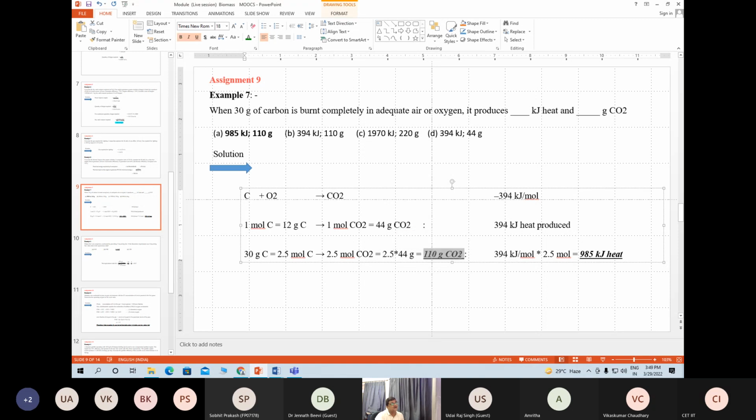This is the amount of CO2 which is getting produced when we burn 30 gram of carbon, with the assumption that complete combustion of the carbon is taking place in this case. So now, for 1 mole of carbon, because these values are given per mole of carbon, right?